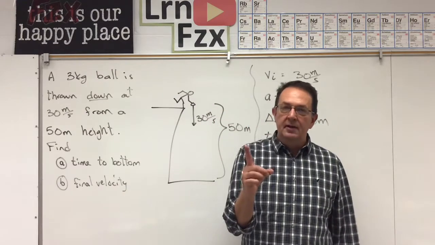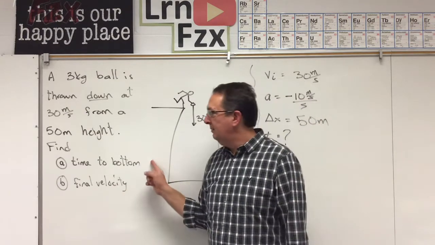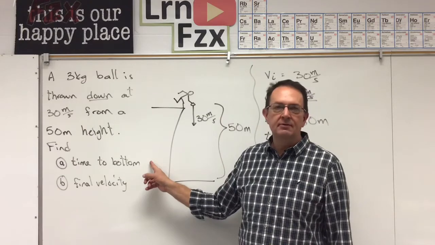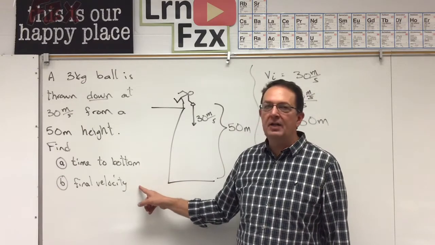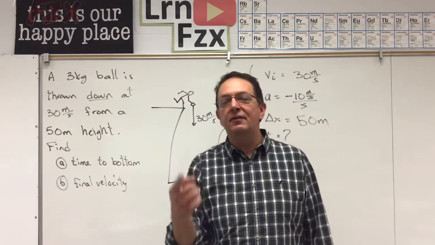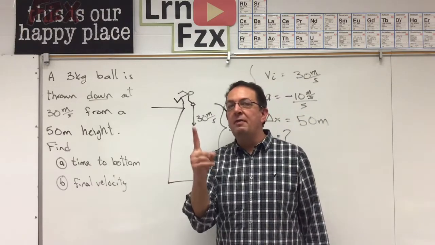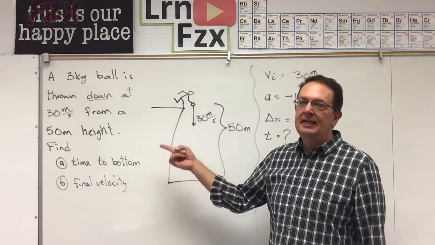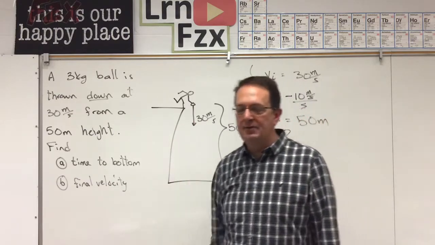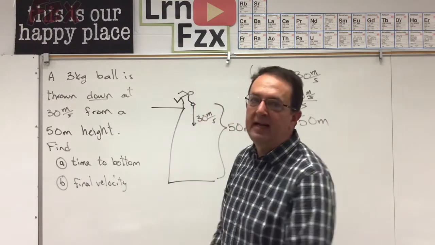Now first, do you have to solve part A first? Time to the bottom? You don't. You could solve for the final velocity. If you find the final velocity easier to solve, then find that. And once you've found one thing, the other thing is easier to find. You have more options for all the equations. We're using the kinematics equations.